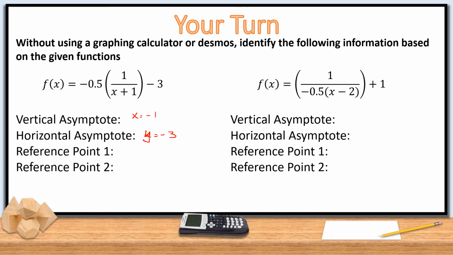For the reference point, we've got minus b plus h, minus a plus k. So minus b is negative 1, h is negative 1, so we're going to have minus 2. And then minus negative a half is just a half, so 0.5 minus 3, so we've got minus 2.5. So there's 1 point.